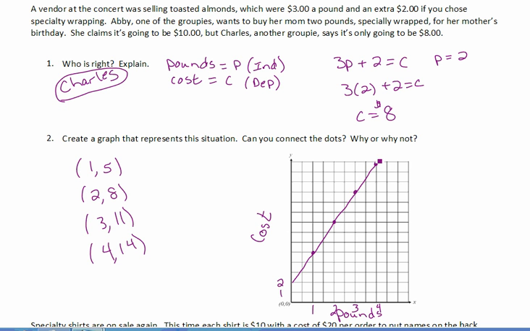Okay, but I do have to answer that question. Why was I able to connect those dots? So can I connect them? Yes, we decided. And I'm going to say that you can have part of a pound of olives. Pound. Why does that sound weird? Because we're not dealing with olives, we're dealing with almonds. Part of a pound of almonds. Okay, this is what's called a continuous function because I can connect the dots.